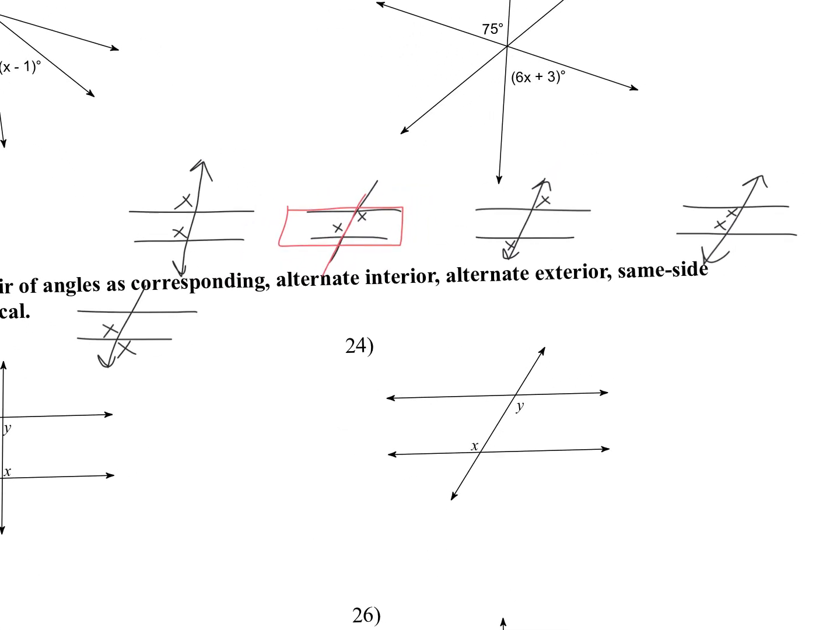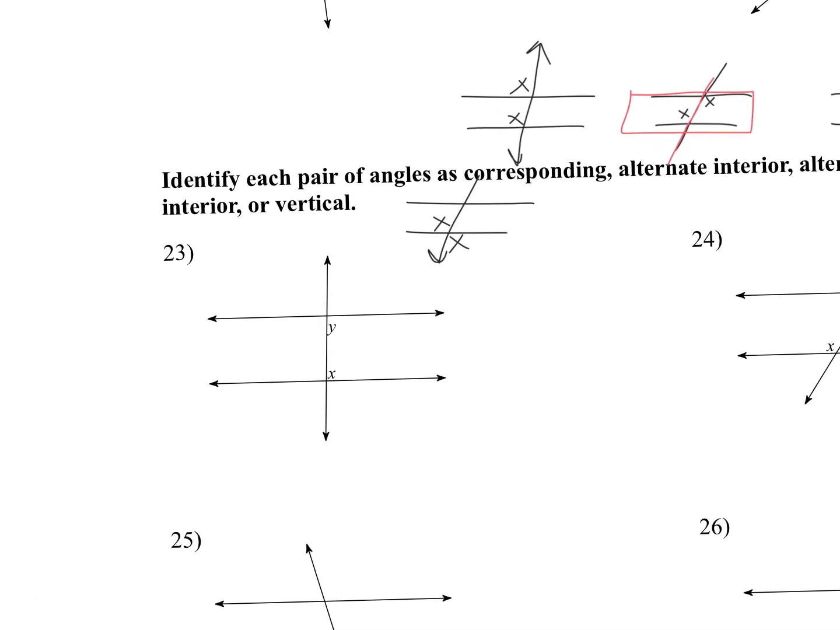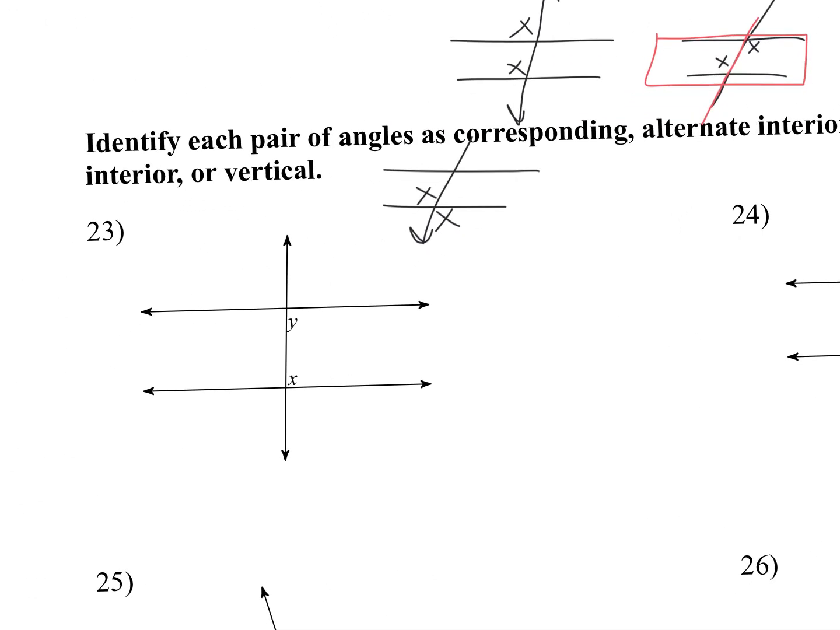Okay, any questions with those 5 vocab terms? Remember those? Yes. Okay, looking at 23, let's go through the process quick. Remember drawing your box. Are they on the inside or the outside? Inside. Now I draw my line. Are they on opposite sides or the same side? Same side, so this would be same side interior.